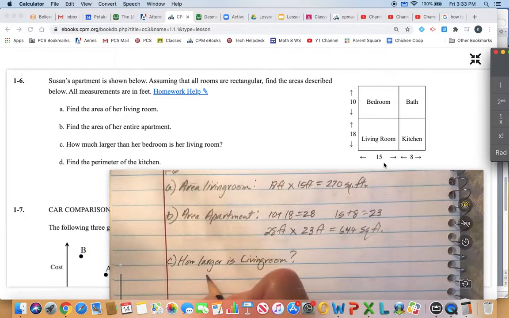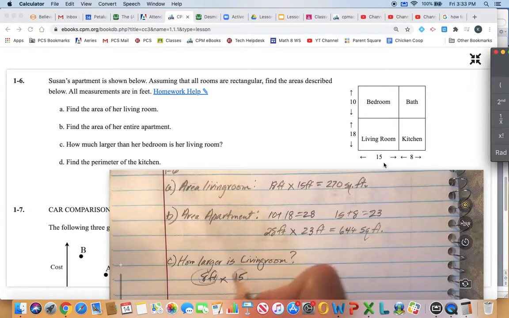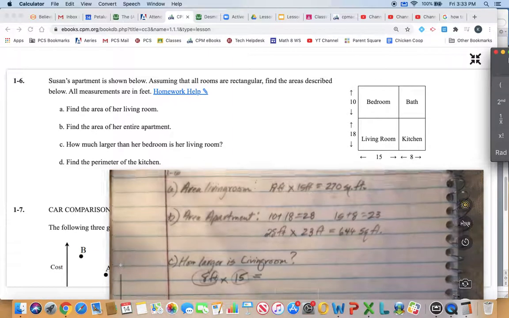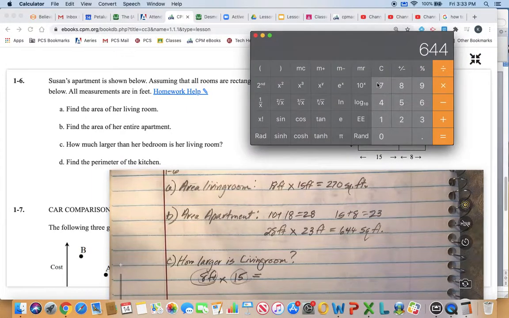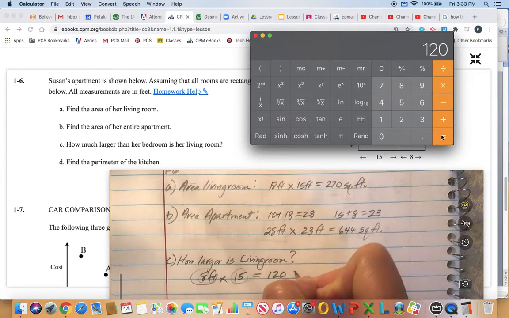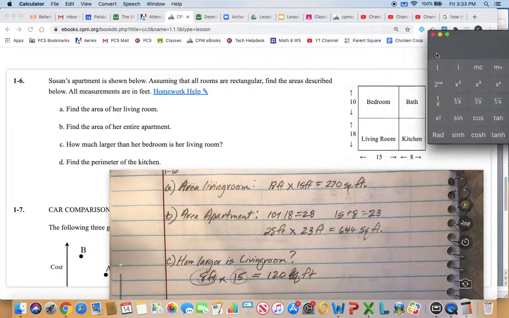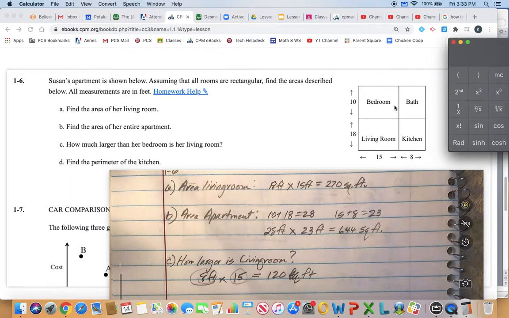Okay, and if we take 8 feet times the 15 feet, so we're taking the difference between the two rooms there, and we know this stays the same, 8 by 15, 8 times 15 is equal to 120. So 120 square feet. So that's how much larger the living room is than the bedroom.